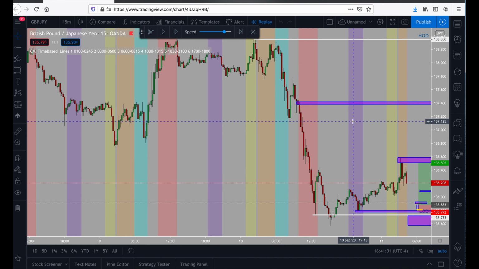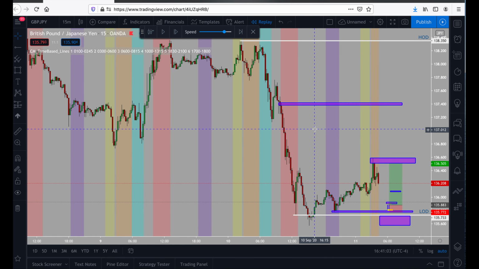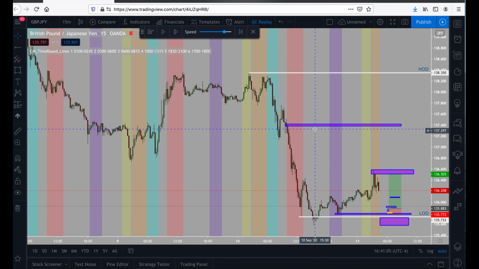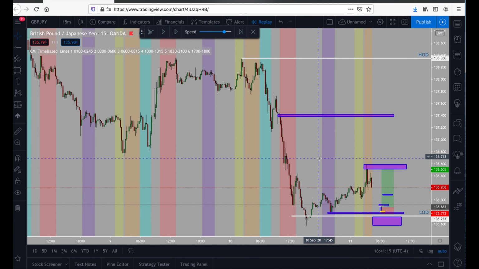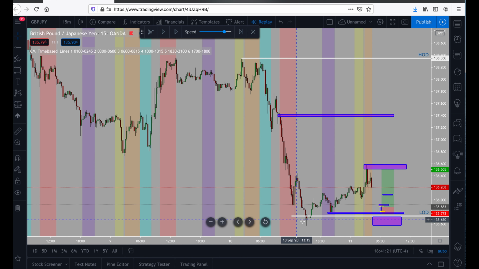So what I first did when I did my analysis is I found the previous high of day, which was here, of the last sessions between the London session and the end of the New York session pretty much. And then I found my LOD, which is the low of day from the previous session. So my high of day right here and my low of day right here.